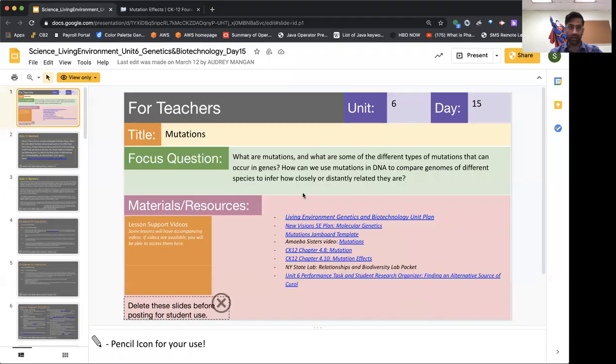So this is part of Unit 6 on Genetics and Biotechnology. We want to answer the question, what are mutations? What are some of the different types of mutations that occur in genes? How can we use mutations in DNA to compare genomes of different species and then infer how closely or distantly related they are? It might surprise you that our DNA and the DNA of bonobos is, I want to say, over 99% similar. So the variation that makes humans humans and bonobos bonobos is less than 1%.